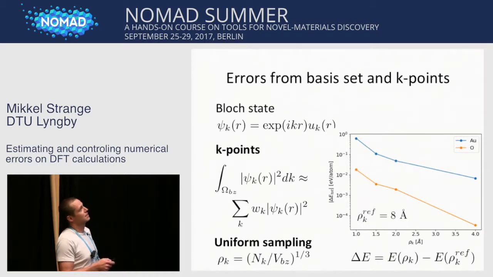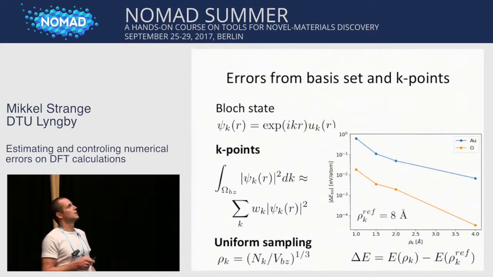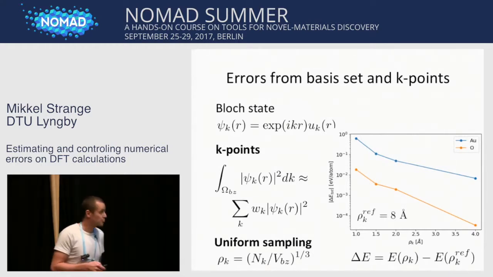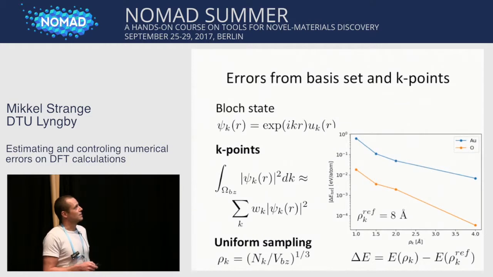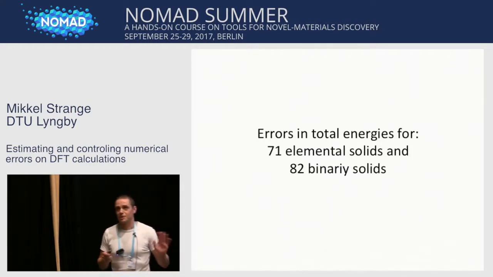And now we can look again at these same two elemental solids, gold and oxygen. You can see that of course it decreases and it looks like it's exponential again. But now the roles are reversed. Gold is on top here and oxygen is below. That's of course because gold is a metal, so it's harder to converge the K-points, and oxygen is an insulator. And again, you can see that that is sort of orders of magnitude change in energy. Okay, so that was just some simple examples.